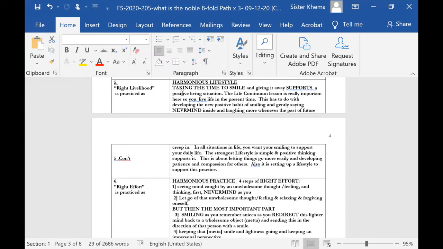Taking the time to smile and giving it away supports a positive living situation. That's the first thing. The life continuum lesson is really important here so that you live life in the present time. In the life continuum lesson, I teach you the line with the past, the birth, death, past, future, and you're in the present time vehicle, the little car.